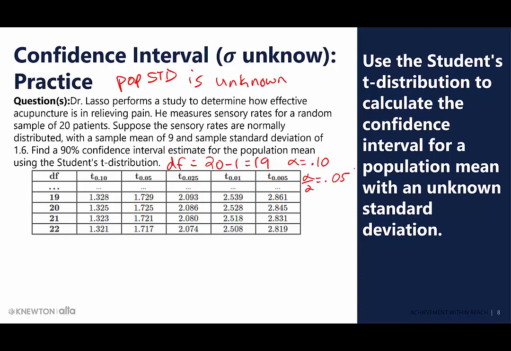So doing what we did before, we go down to the degrees of freedom of 19. We go over to t of 0.05, and our t-score is 1.729. With that being said, our error-bound mean, or the margin of error, is we take our t-score, which is 1.729, times our sample standard deviation, which is 1.6, divided by the square root of 20.